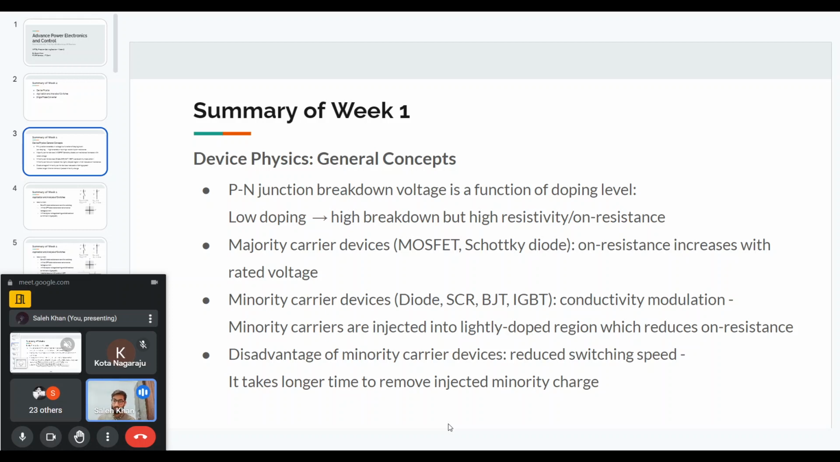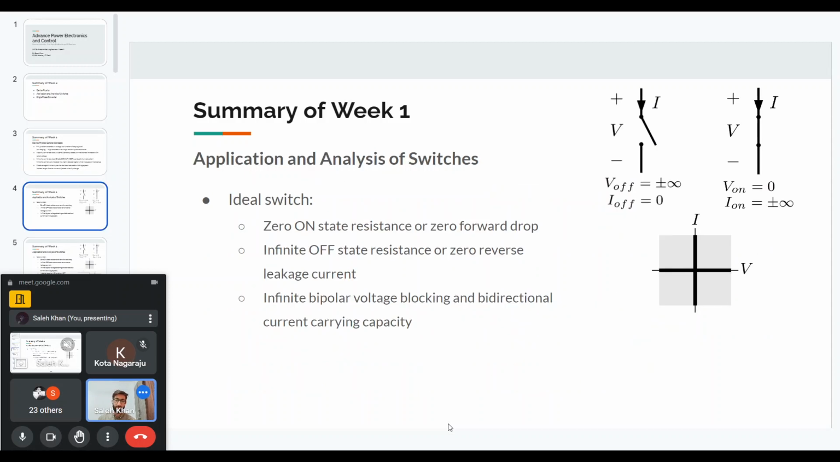So this is just a summary of the basic device physics and the characteristics of voltage ratings, conduction loss, and switching loss. These are the main ratings that are of importance to us. So now we'll move on from the device physics and come to application and analysis of switches. First we'll talk about an ideal switch. We mentioned this in the last week also, but now we'll go into more detail on what an ideal switch is and how a practical switch differs from an ideal switch.